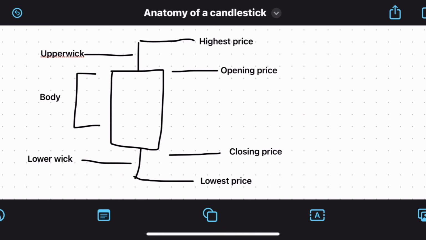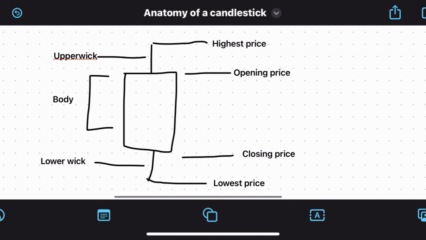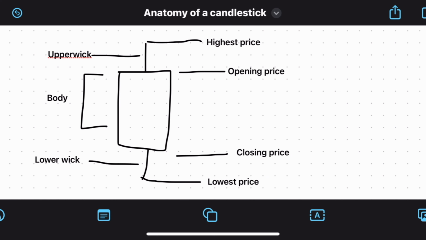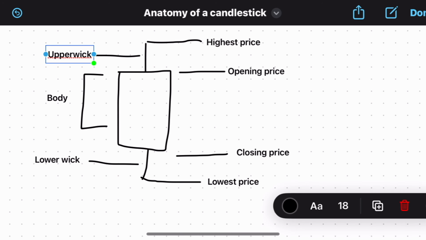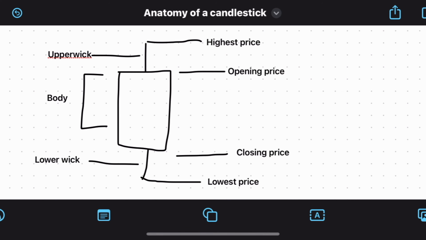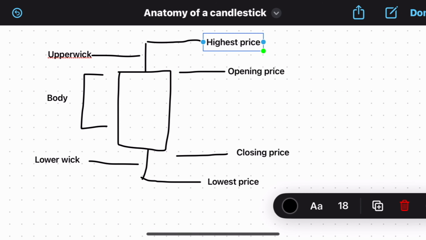Alright guys, so we are beginning with the anatomy of a candlestick. As you can see, I have it here. So normally every candlestick has 3 parts. That is your upper wick, the body, and then the lower wick, right? Sometimes these are called the upper shadow and the lower shadow, but it's all the same thing. And then we have the highest price, this being the highest price that was attained. This is the opening price, and then we have the closing price and the lowest price.